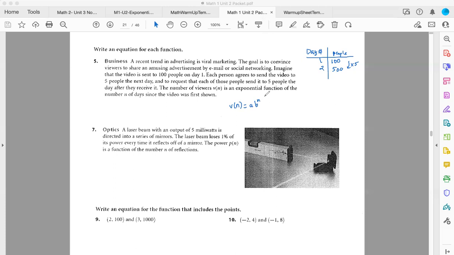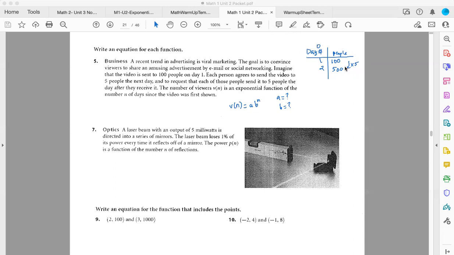So what are the values? What is A and what is B? A is the initial value. You may say it's 100, but that's incorrect. The initial value is gotten when the x value is 0. So if I were to go backwards, from 1 to 0, what would my number be?